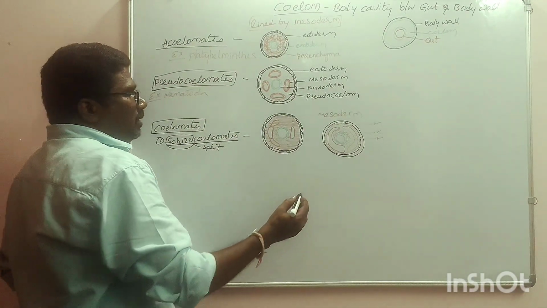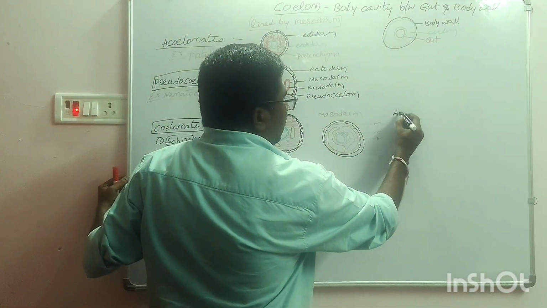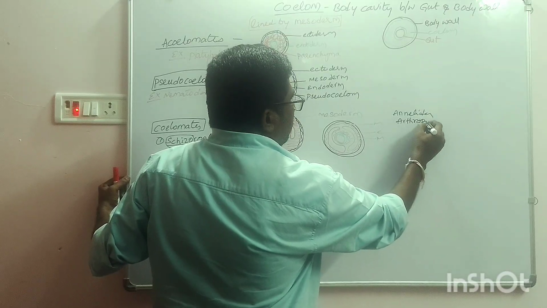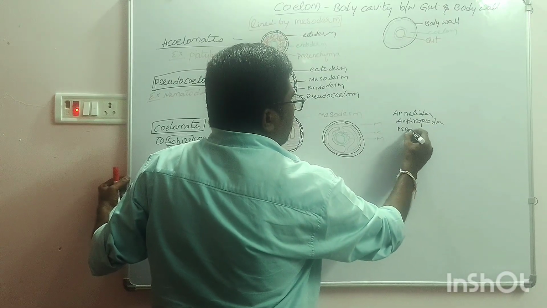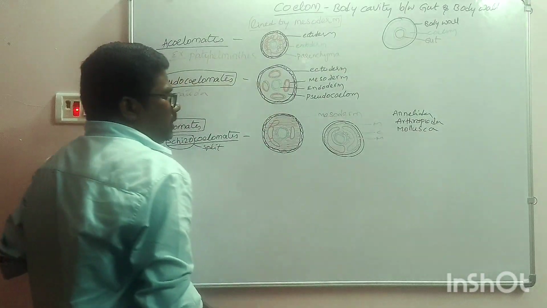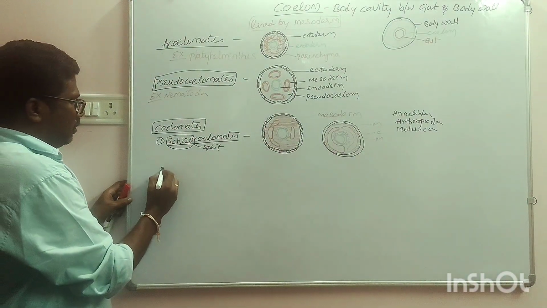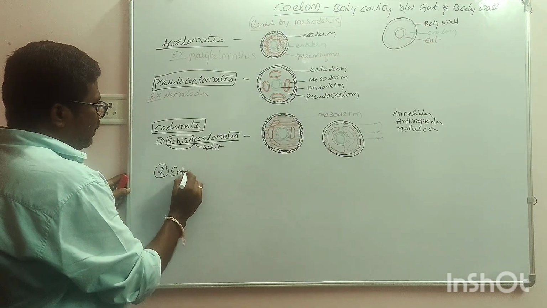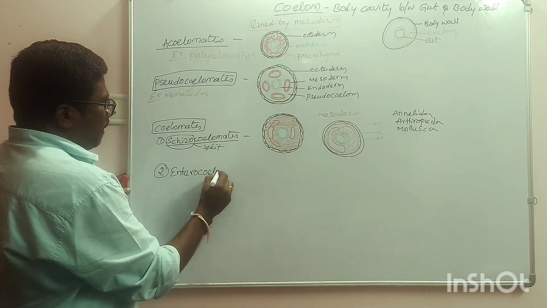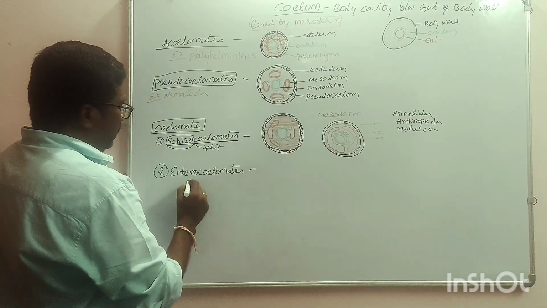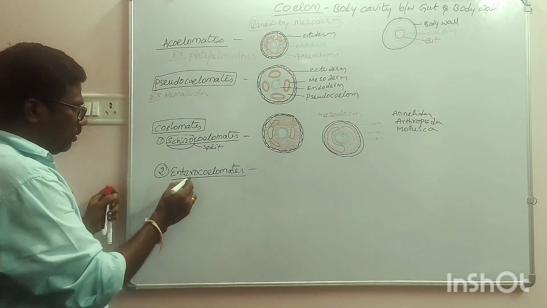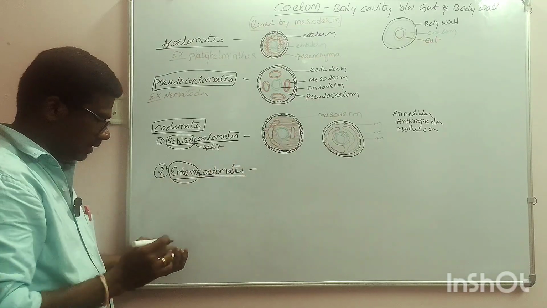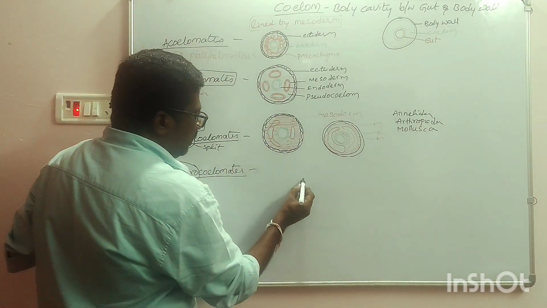Examples for such type of animals are Annelida, Arthropoda and Mollusca. And the second type of coelomates is enterocoelomates, or enterocoelomata. Here entero means gut. That means the coelom is going to form from the gut. Let us see how the coelom will be formed from the gut.